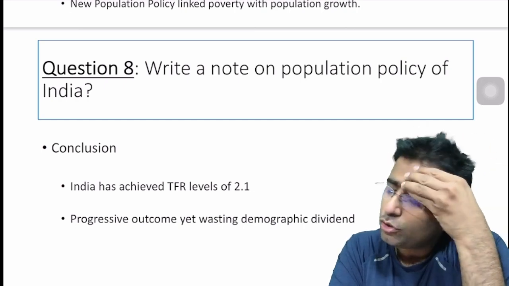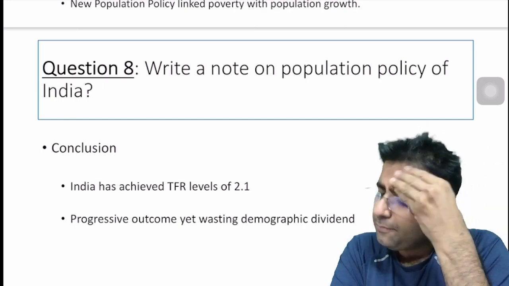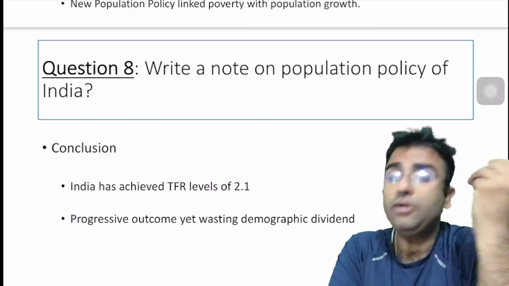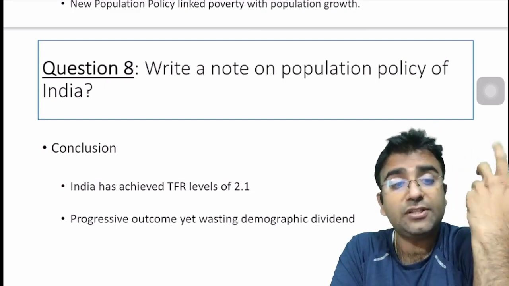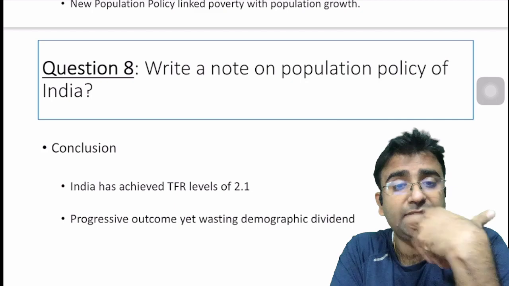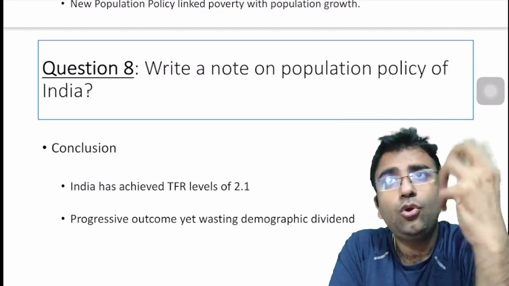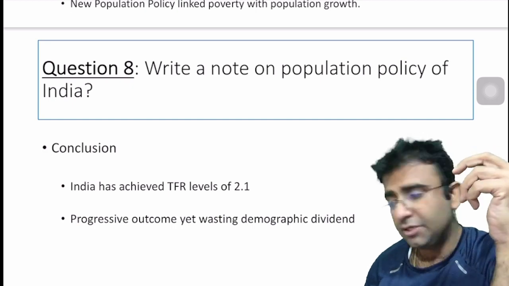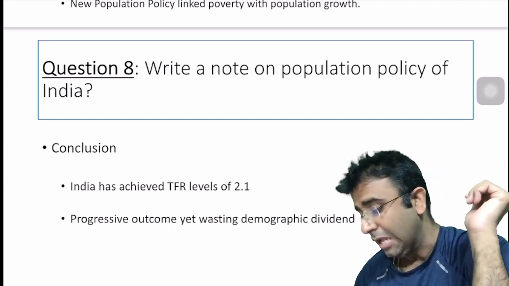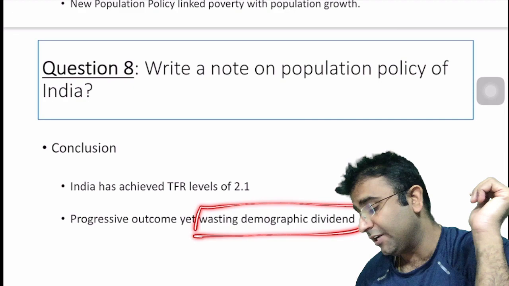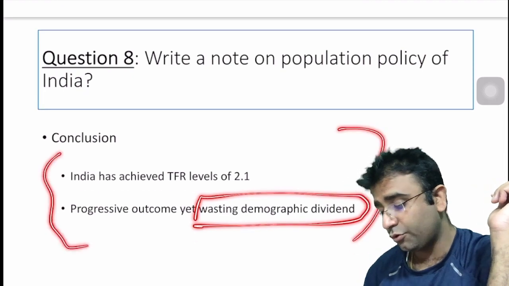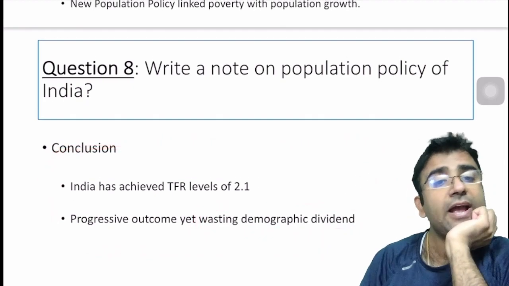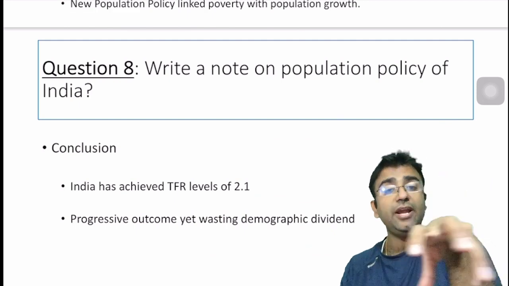India has achieved the total fertility replacement rate of 2.1, which is a progressive outcome. Yet we are witnessing a lot of unemployment in our country, which is putting the population not as a resource but as a burden by wasting the demographic dividend. This will become part of your conclusion. Are you getting my point? And this is how you are going to conclude the eighth question.